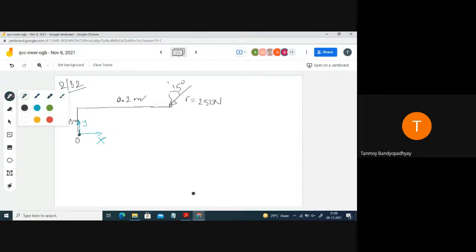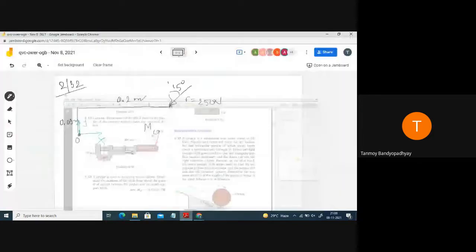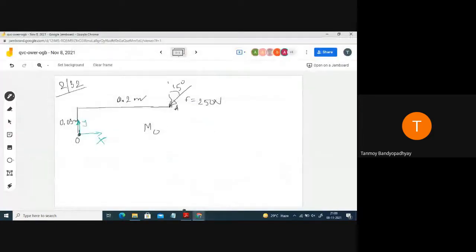So what will happen here? So M0. If we want to calculate, let's name this point. Is it given? It's not given. So I am assuming this point as A, and this as B. So vector M0 will be equal to r OA cross vector F.